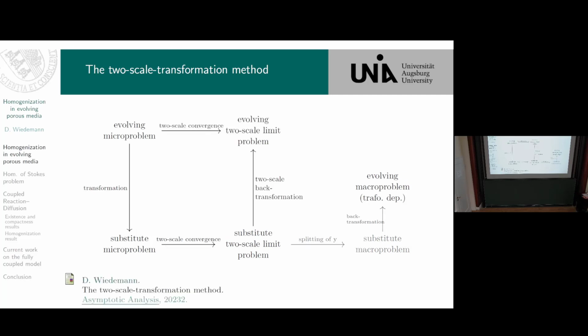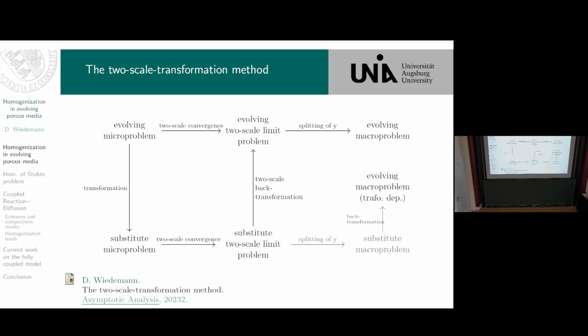What we can do now is transform this problem back. We can show that this left-hand side actually commutes. The advantage hereby is that this evolving two-scale limit problem is now transformation independent. And then we can split here the y variable and arrive at the transformation independent limit problem. And it can be shown by passing this way that these two problems are equivalent. And so this is the approach which we want to use.